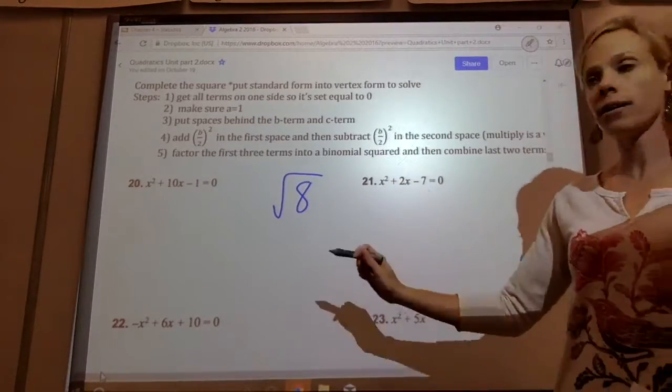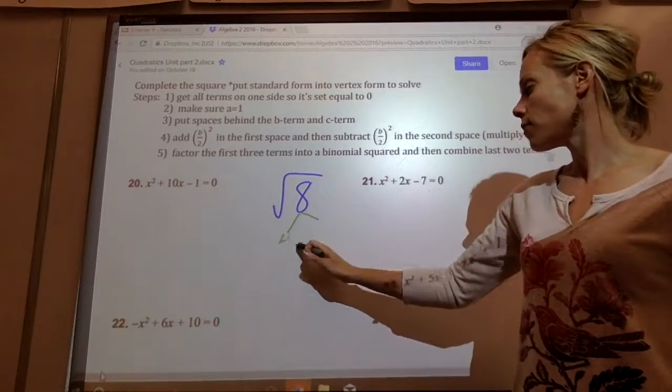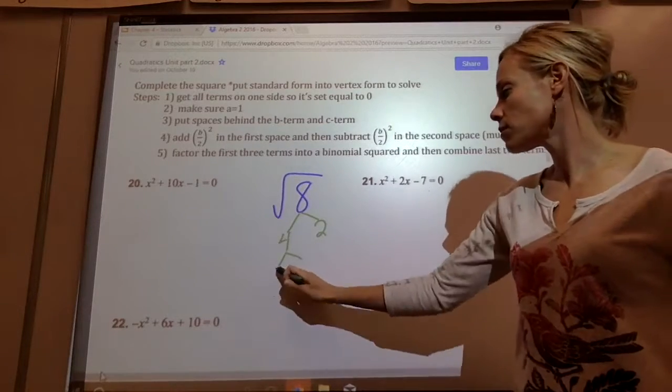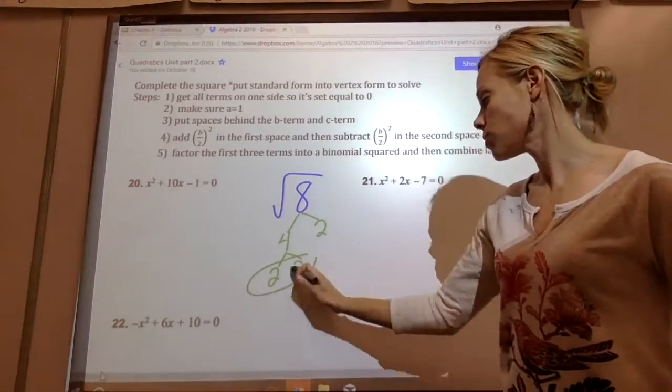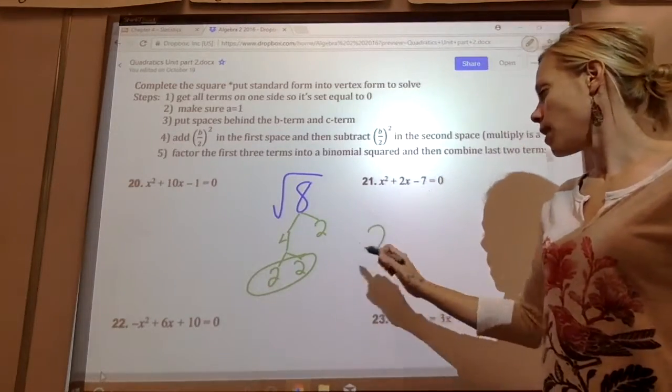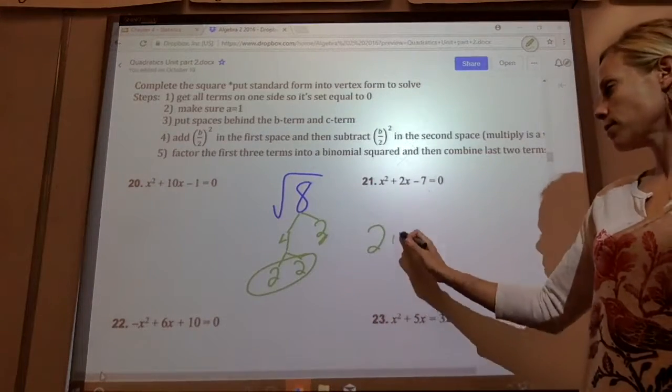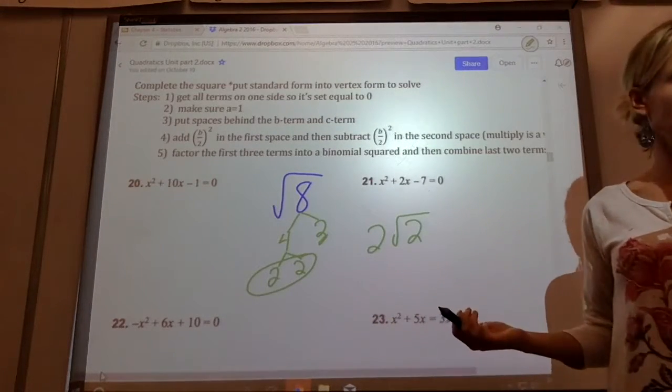Break down the square root of 8. 8 is 4 and 2, and 4 is 2 and 2. Do I have pairs of anything? I have two 2's, so I can take one out. And this one doesn't have a partner, so it stays.